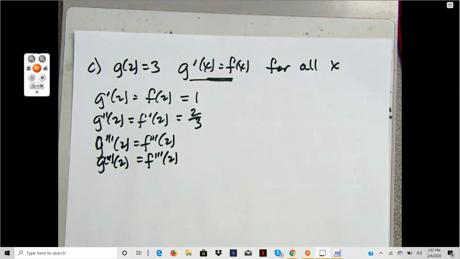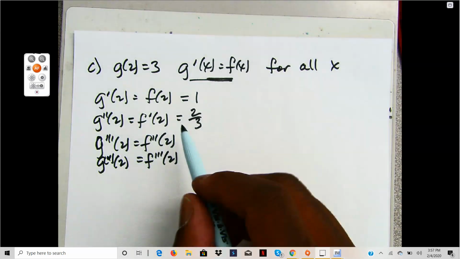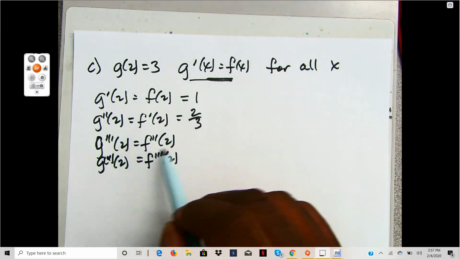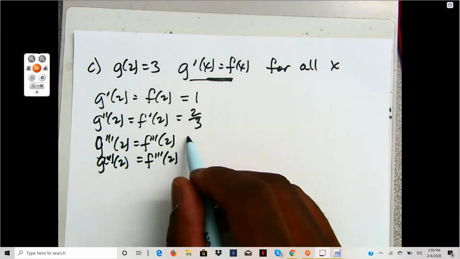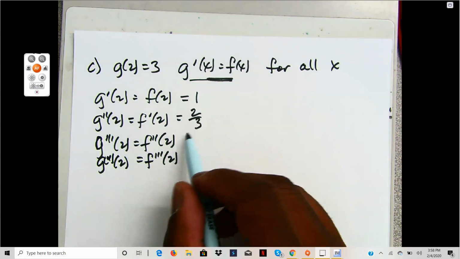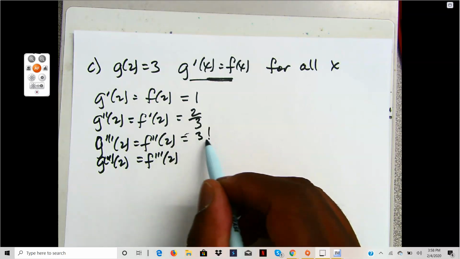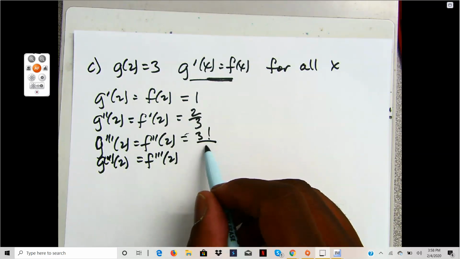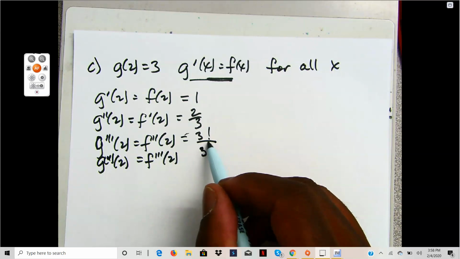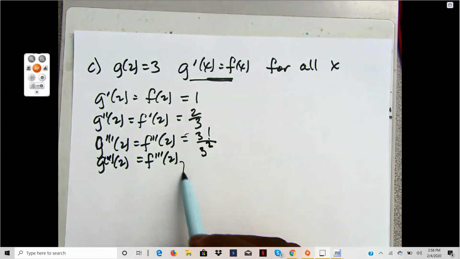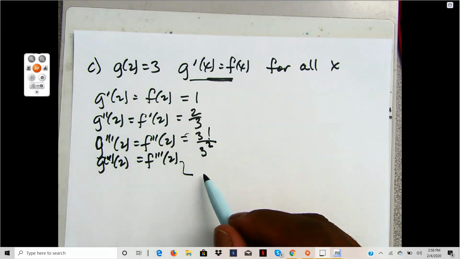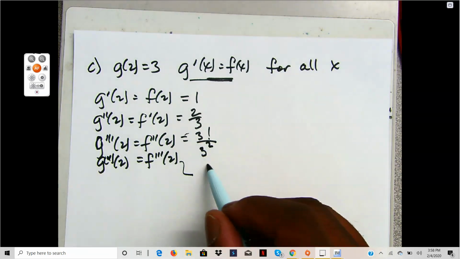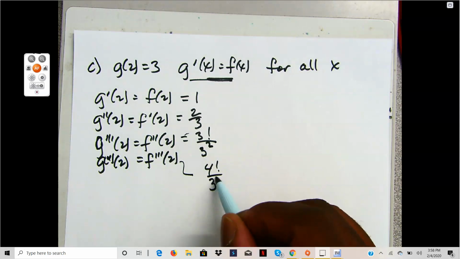To the first, f triple prime, g triple prime of 2 is f double prime of 2, and f double prime of 2 was 3 factorial over 3 squared. And although I don't think we need this last one, we can still write it. The fourth derivative at 2 is f triple prime of 2, and that was 4 factorial over 3 cubed.